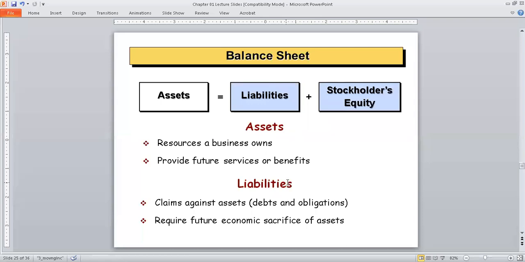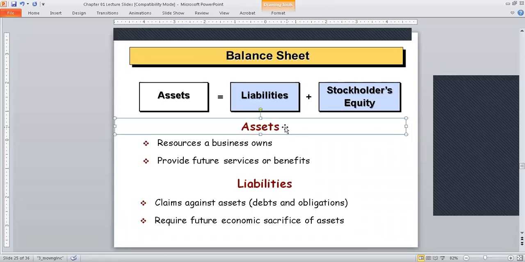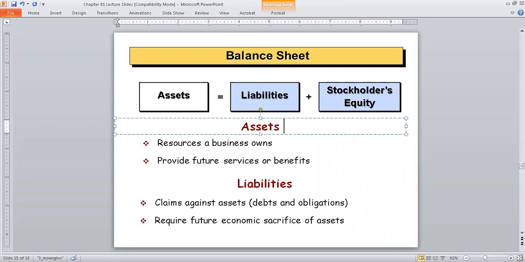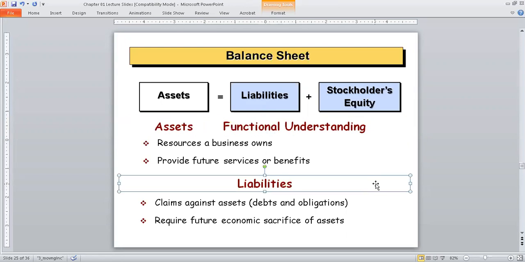You're going to have what we call a functional understanding of the terms, of the vocabulary words. And a functional understanding, that's just a fancy way of saying be able to use it in a sentence. Know what the word means so that you can understand the context in which it's being used.